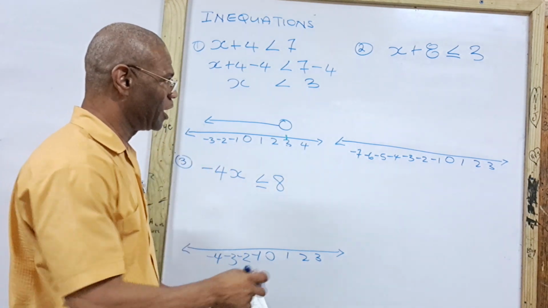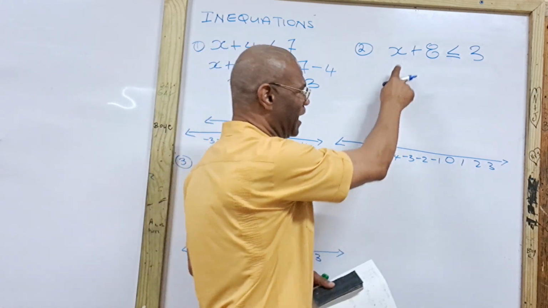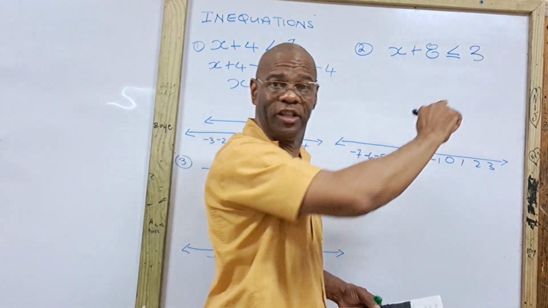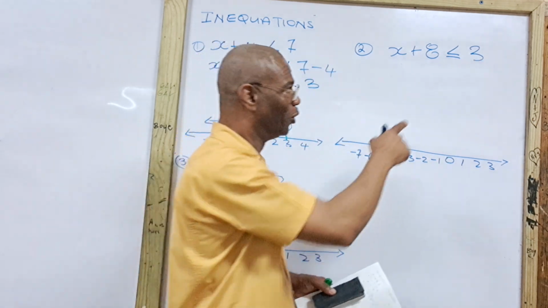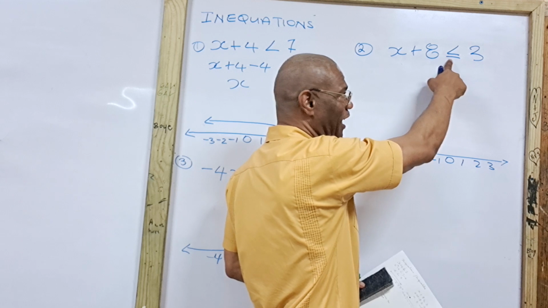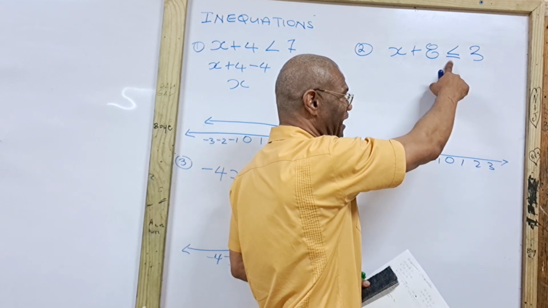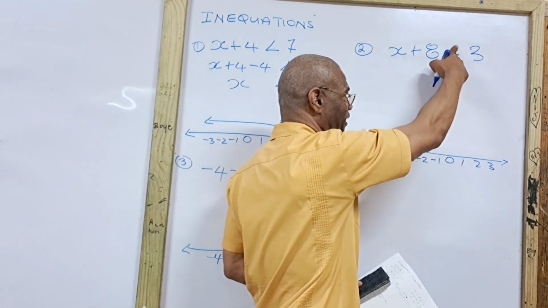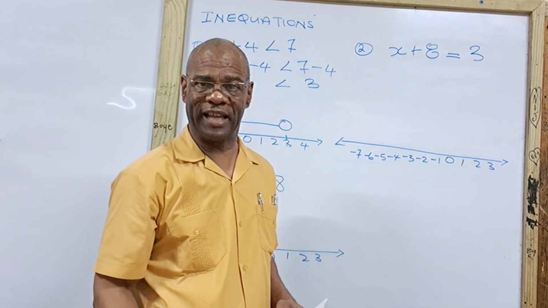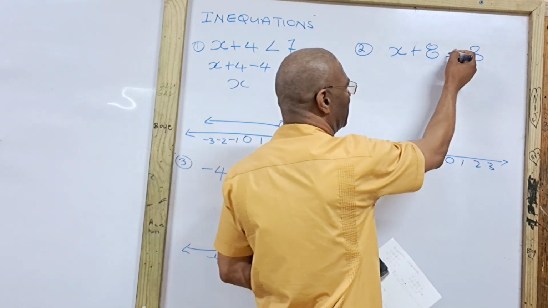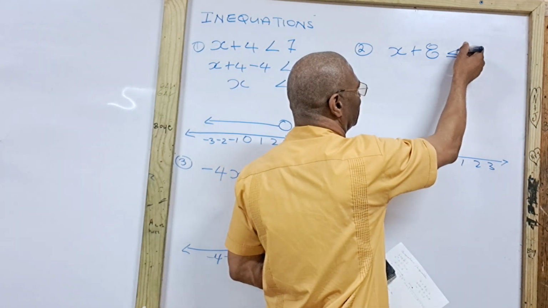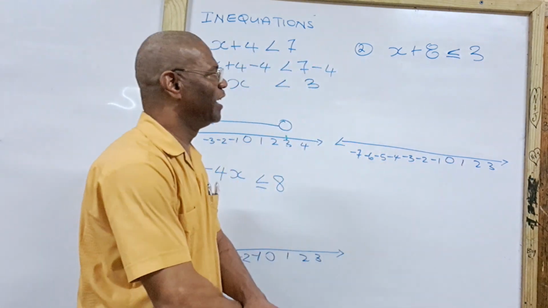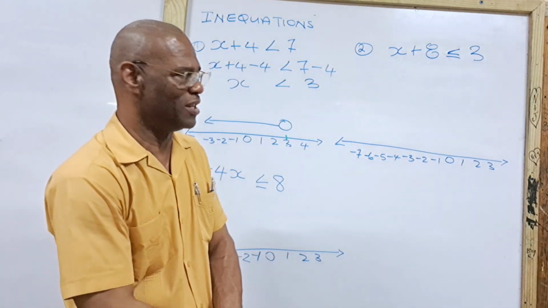Now let's hop across to this one. We have x plus 8 is less than or equal to 3. Notice the line below the less than sign. This means "or equal to." If I take off the top part, you will see that we have an equal sign. So it's x plus 8 is less than or equal to 3.